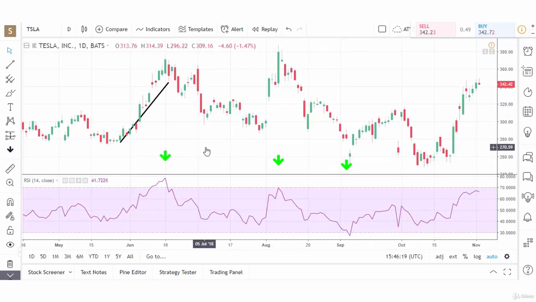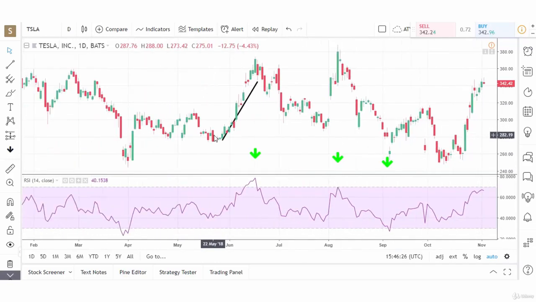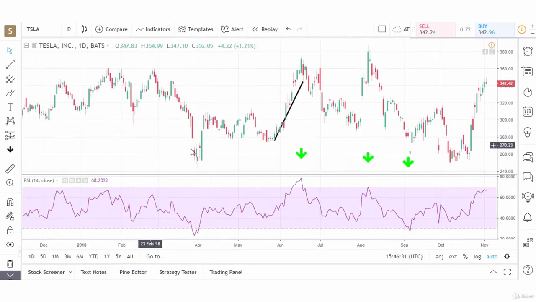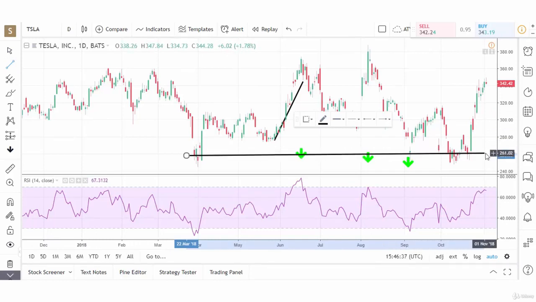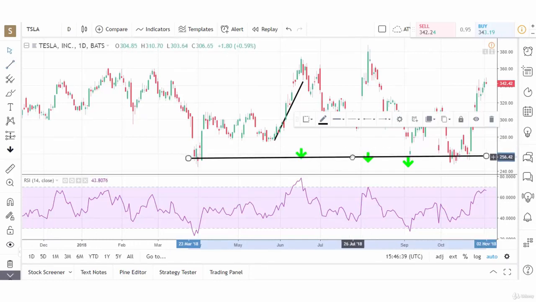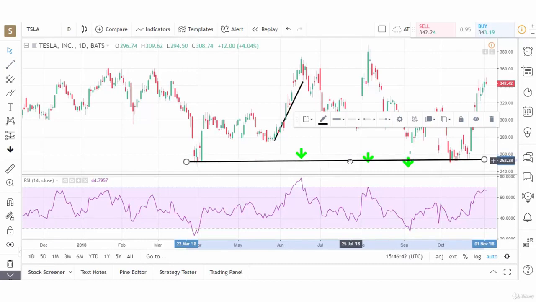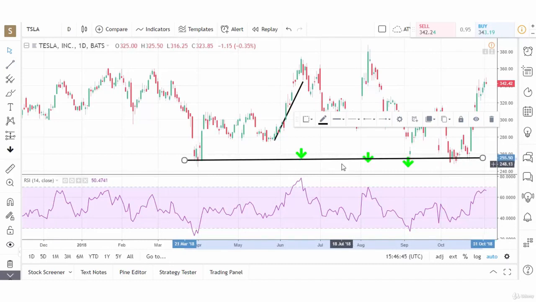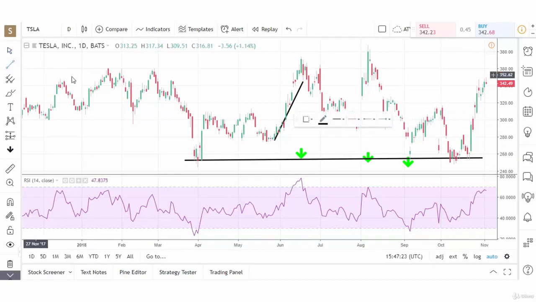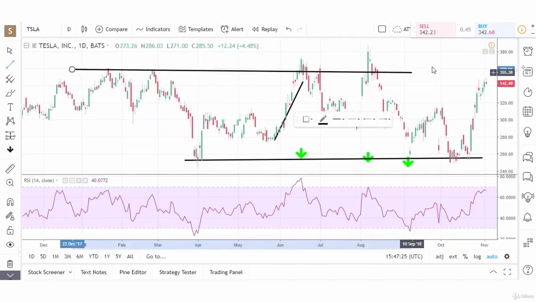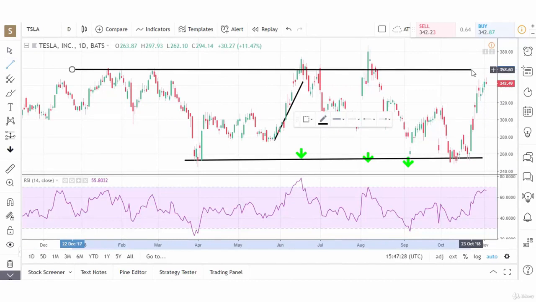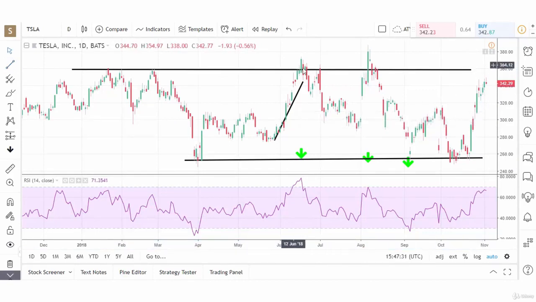So that's the RSI with Tesla, but let's zoom out a little bit. And what we'll see is that if we draw in a couple of trend lines, we have support around this level. We have resistance here, which the stock did move through, but then came right back through within a day or two in each case.